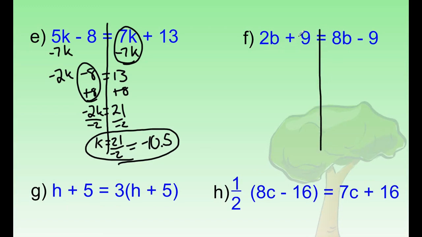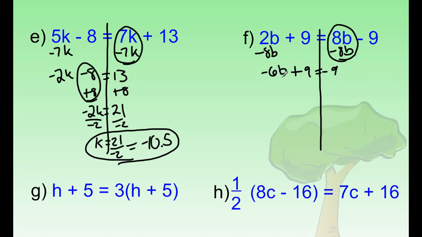So let's see. There's no parentheses. No combining like terms. All right. I do have variables on both sides, so I'm going to get rid of the one on the right. Subtract 8b. This gives me negative 6b. This cancels out. Plus 9, minus 9.